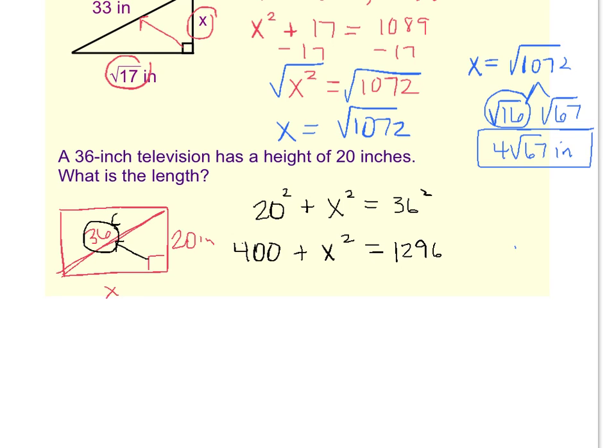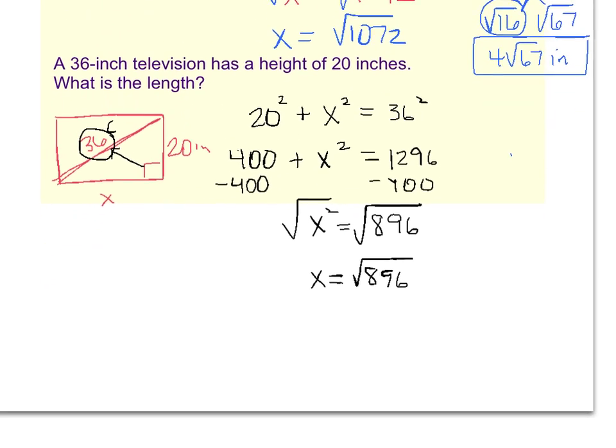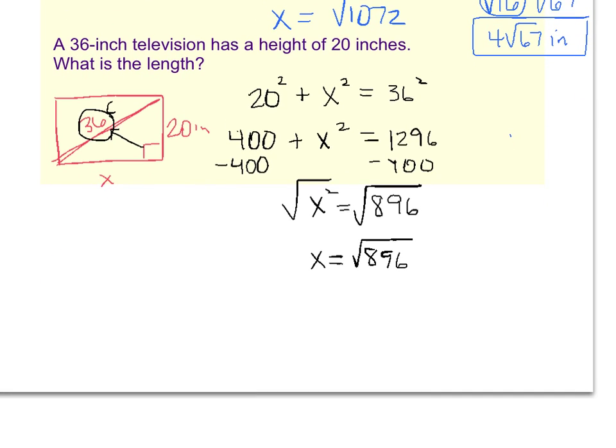1296. So we're working on solving for x. Go ahead and subtract 400 from both sides. So you have x squared equals 896. Then you square root both sides, which is how we undo the x squared, and you have the square root of 896. Now we don't want the decimal, we want to see if we can reduce the radical.